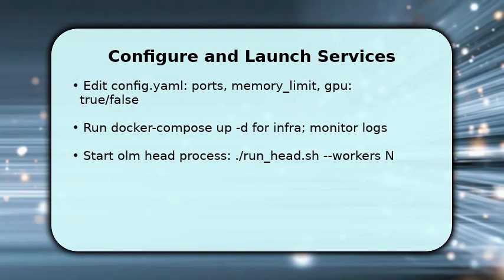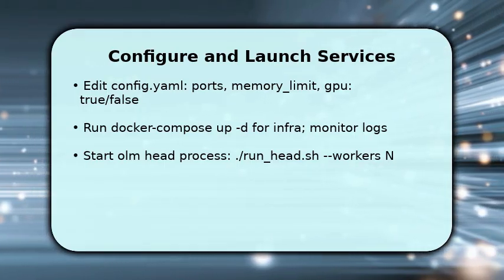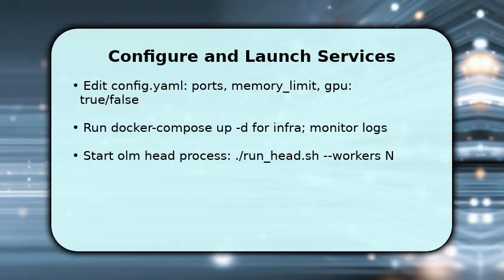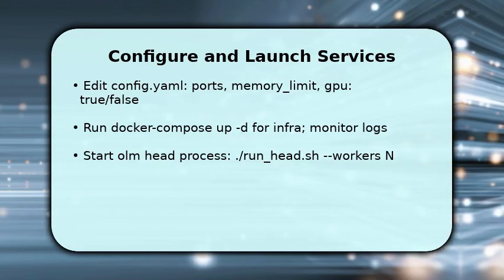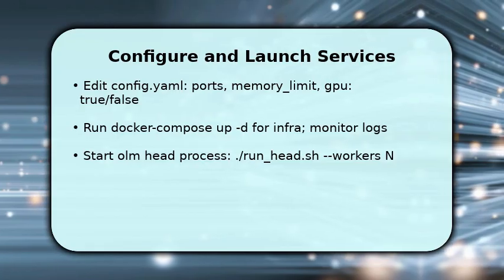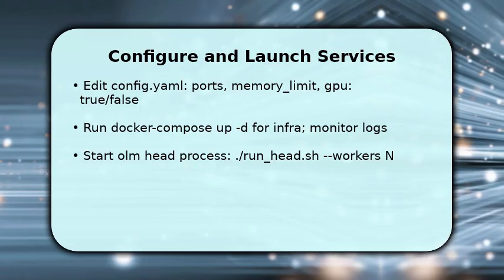Now you configure and launch the core services, paying attention to resource limits and GPU flags because performance depends on them. Open config.yaml and set ports, memory limit, and GPU: true if a compatible GPU is present, then save and validate the file. Bring up infrastructure with docker compose up -d and watch logs to catch failures early.